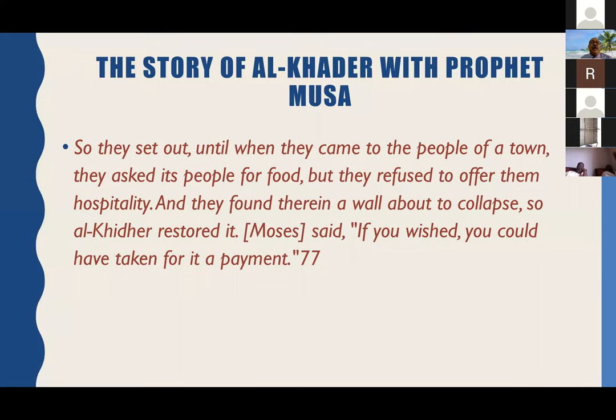So they set out until they came to the people of a town. They asked its people for food, but they refused to offer them hospitality. Now we're talking about another social issue and social problem. They found in it a wall about to collapse, so Al-Khadr restored it. So they were very positive in helping the society and in community engagement. Moses said, "If you wish, you could have taken for it a payment."